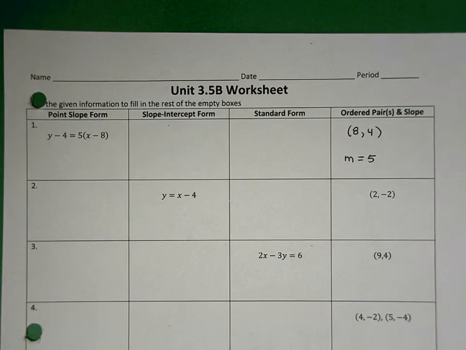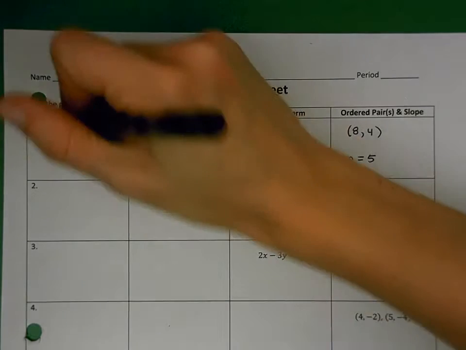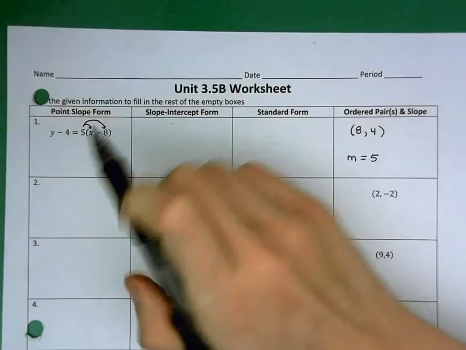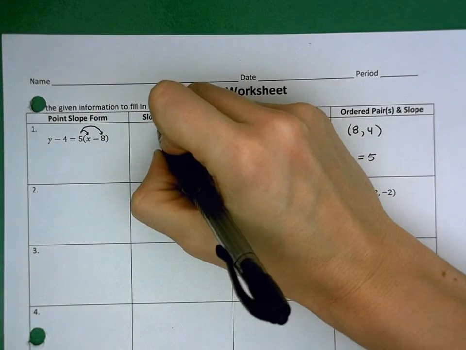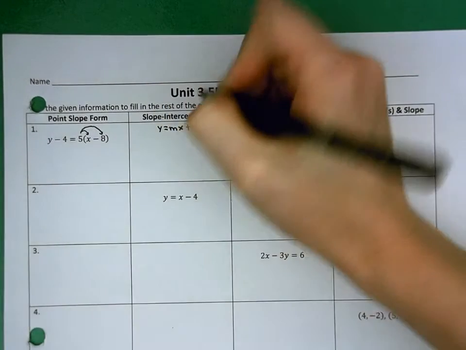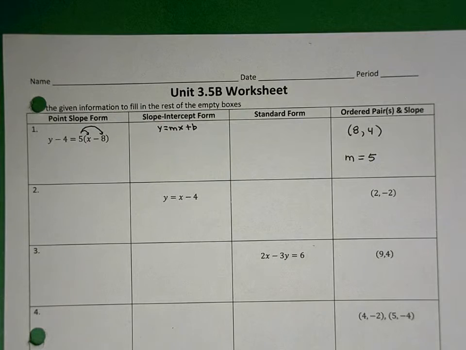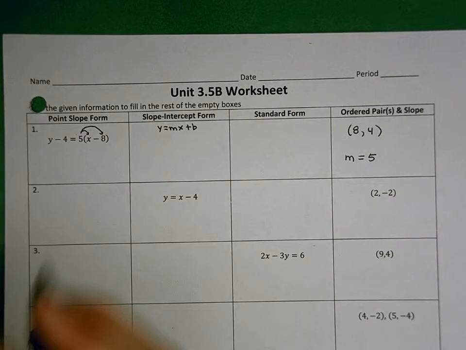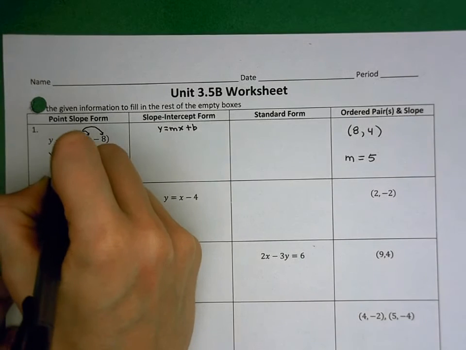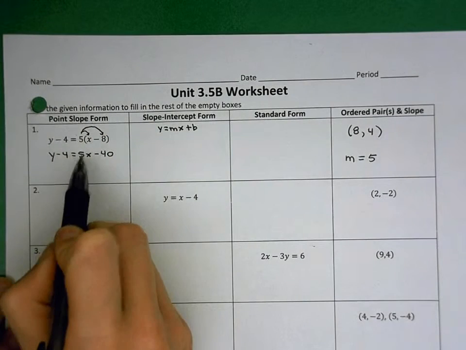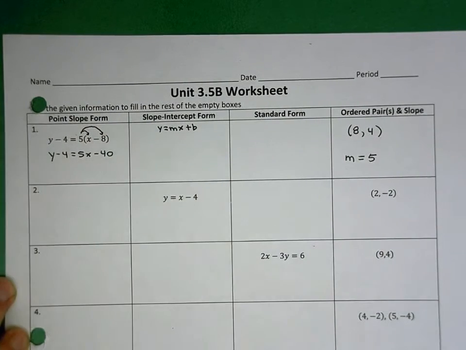Okay. To turn a point-slope form equation into slope-intercept, we first need to start with distributing. Because when you look at point-slope, which is this form, and you look at slope-intercept, which is this form, y equals mx plus b, one of the first things you realize is there are no parentheses in slope-intercept form. And so to get rid of those parentheses, we're going to distribute that 5 in. So when I do that, I get y minus 4 equals 5x minus 40, because 5 times x is 5x, 5 times 8 is 40.